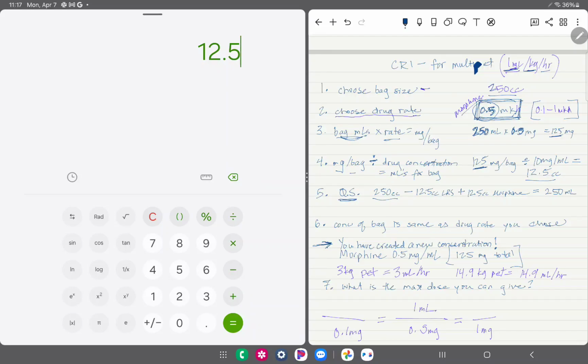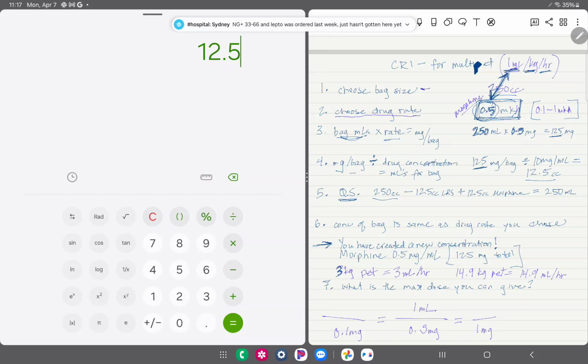So if you were to take his kgs, whoever's kgs it is, a 3 kg pet, and you're going to run it at a mL per kg per hour, then it's going to be 3 mLs an hour. And you know that's the same as 0.5 mg per kg per hour, because we've made these things equivalent to each other. Each mL of that 250 mL bag has 0.5 mg in it.